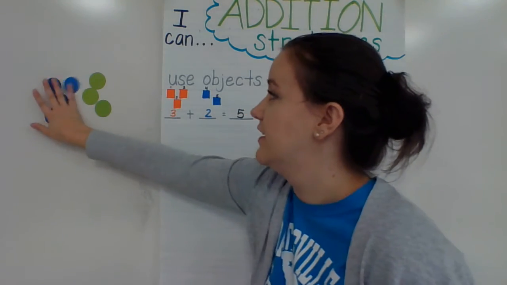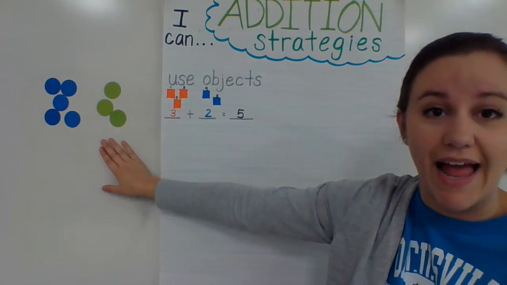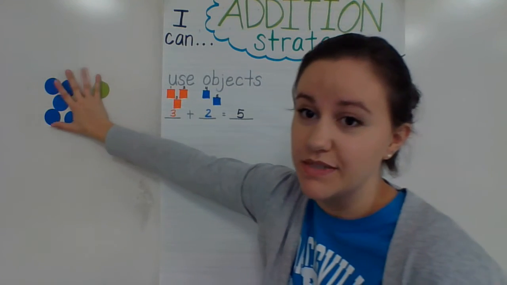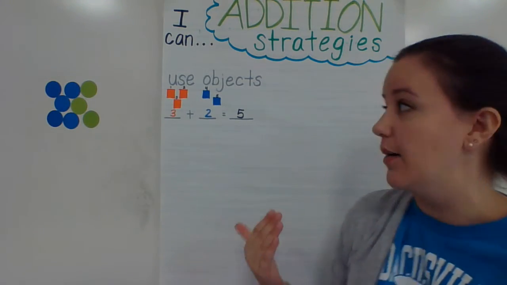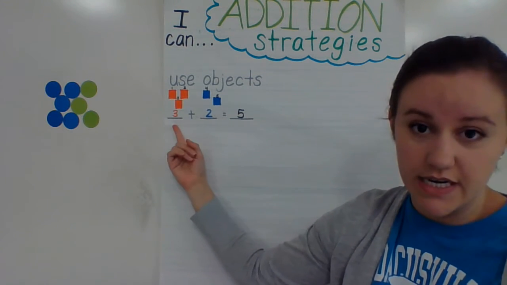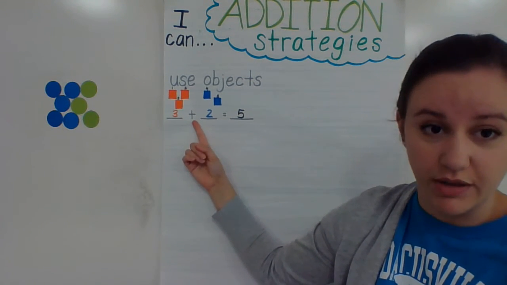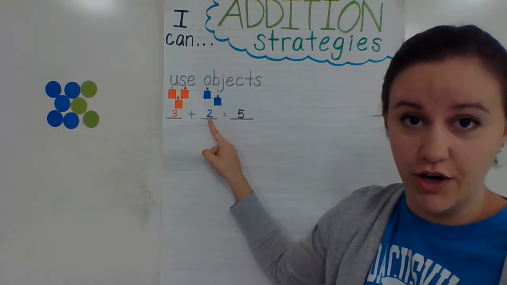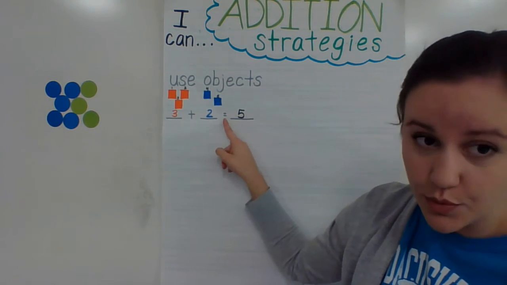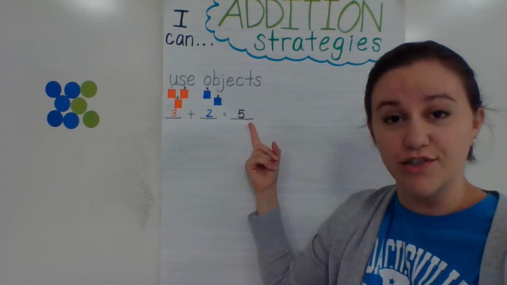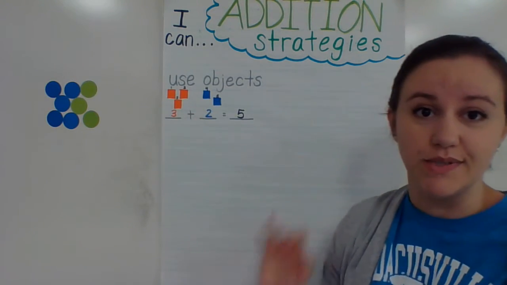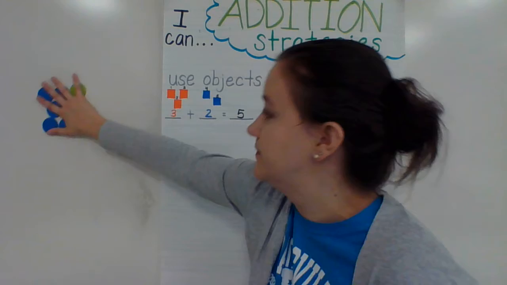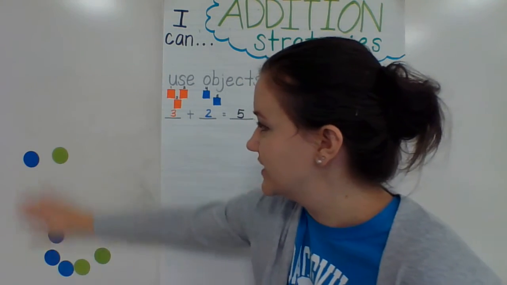So 5 and 3 are my addends. And then when I put them together, when I get my total of them together, I call that my sum. So in this problem, 3 is an addend. There's your plus sign. 2 is your other addend, your equal sign, and then 5 is your sum. 5 is the total of what you get when you put 3 and 2 together. So you can use objects.